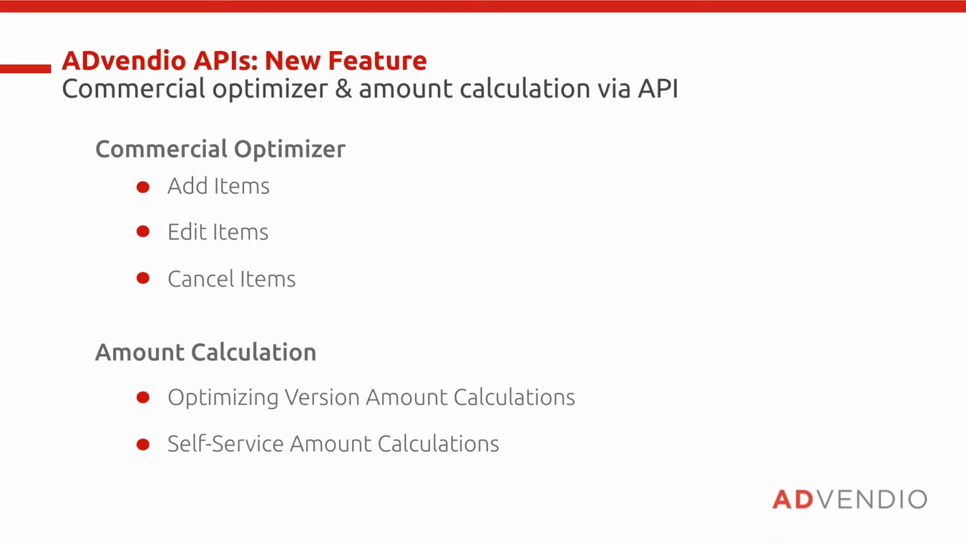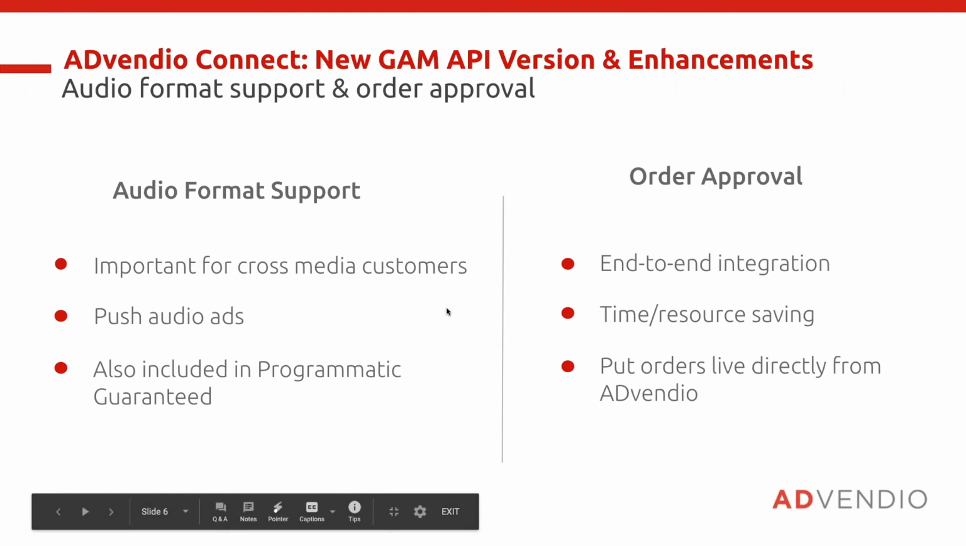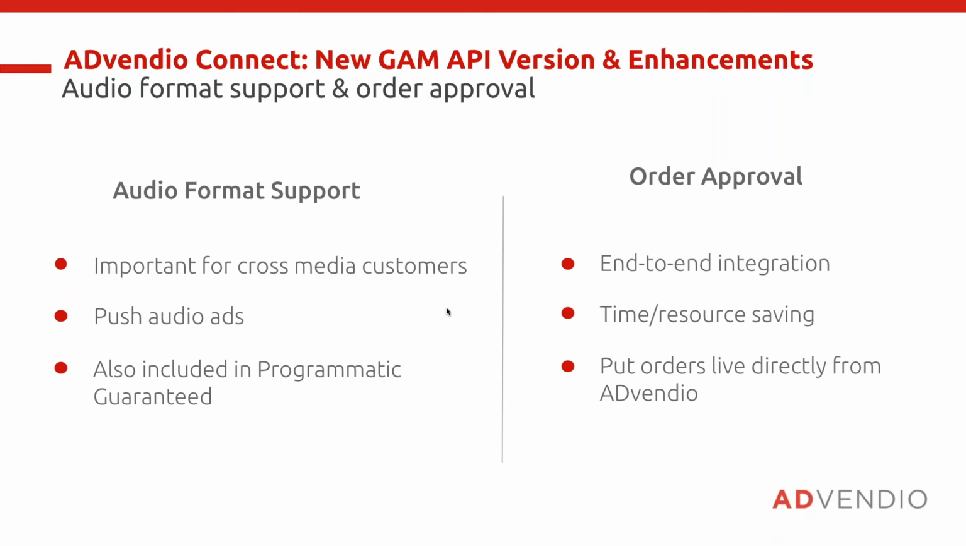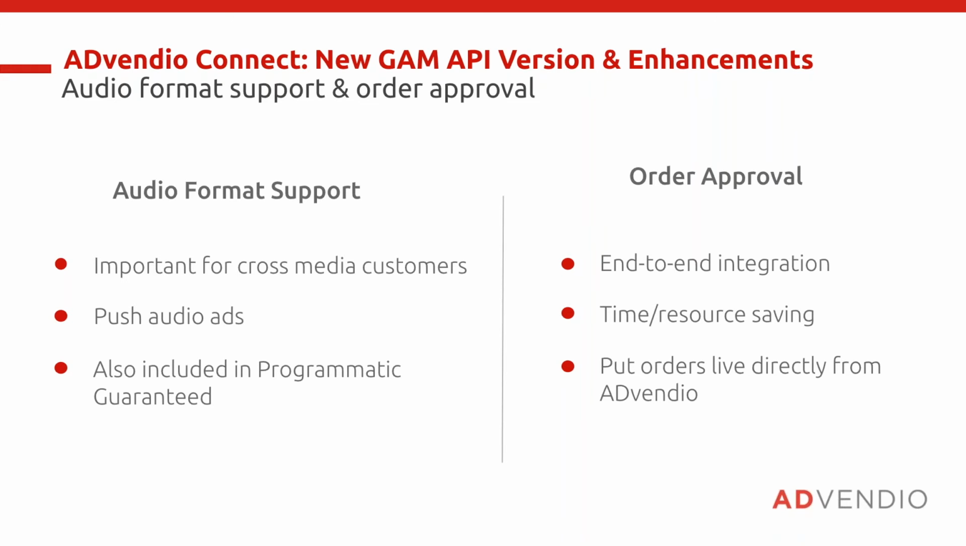And then, speaking of APIs, we are, as per usual, on the new GAM API version, and that is, let me have a look at my notes here, version 2020-11, so at the end of last year. Along with that, we have two very exciting enhancements for GAM users. The first one is audio format support. If anyone is up to date on the recently rolled out features of GAM, I think it was August last year, you can now have audio ads as well.